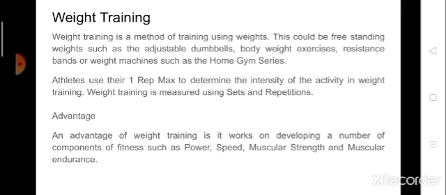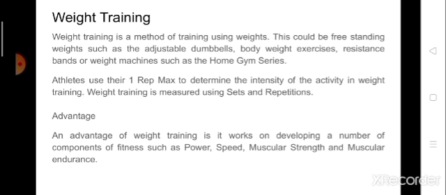Weight training. Weight training is a method of training using weights. This could be freestanding weights, such as adjustable dumbbells, body weight exercises, resistance bands, or weight machines such as the Hope Gym series. An athlete uses their one rep max to determine the intensity of the activity in weight training. Weight training is measured using sets and repetitions.